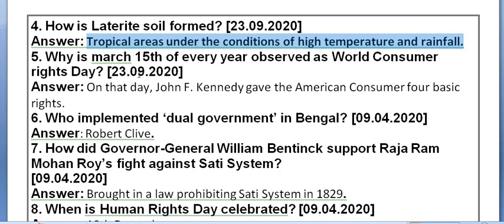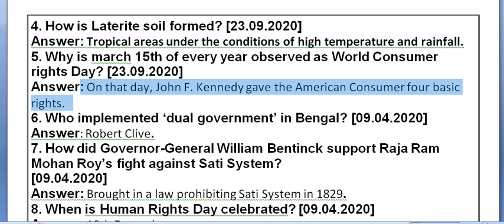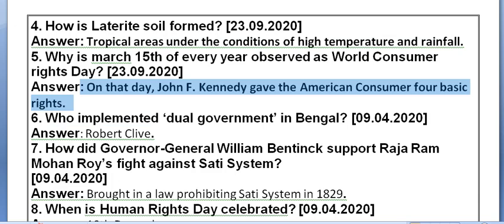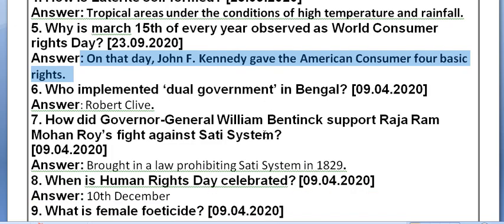Why is March 15th of every year observed as World Consumer Rights Day? On that day, John F. Kennedy gave the American consumers 4 basic rights. As a result of this, every year March 15th is observed as World Consumer Rights Day.